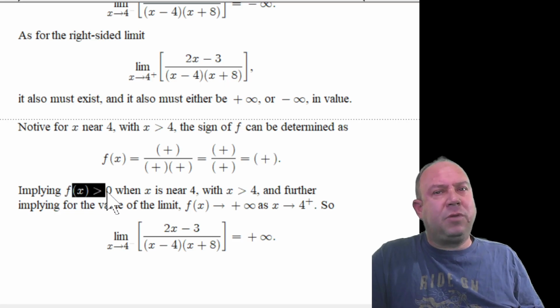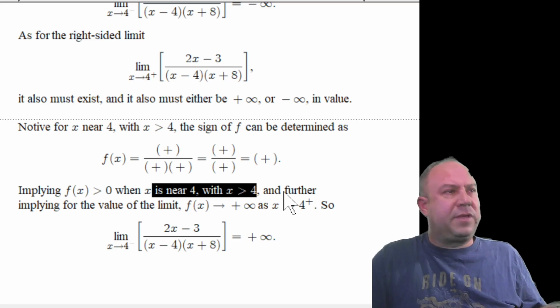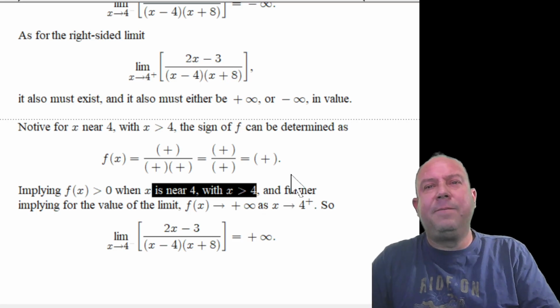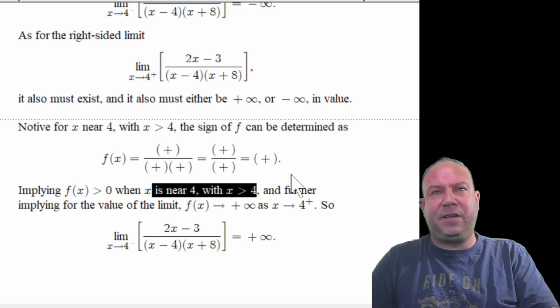Implying that our function will always be greater than 0 when x is near 4 with an x bigger than 4. Our approach from the right-hand side should approach positive infinity.